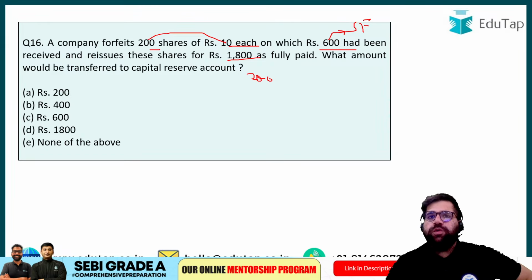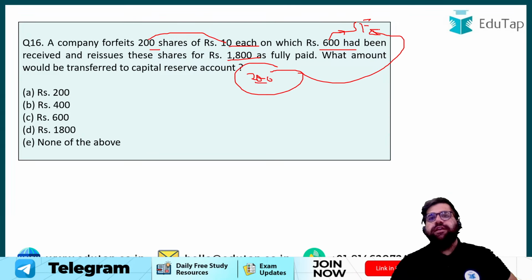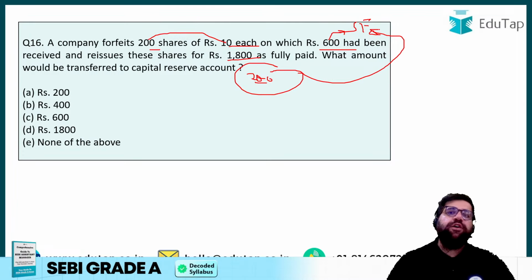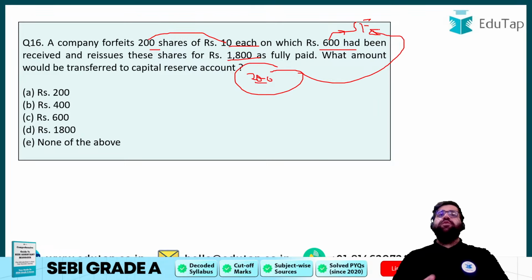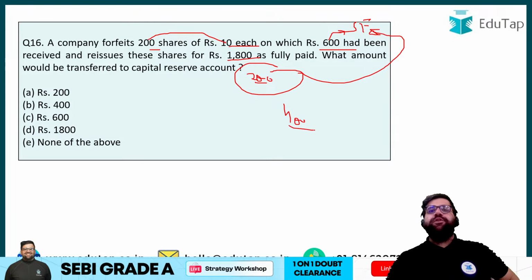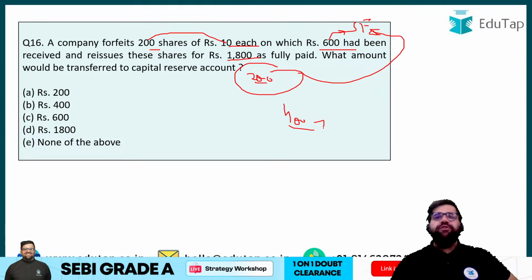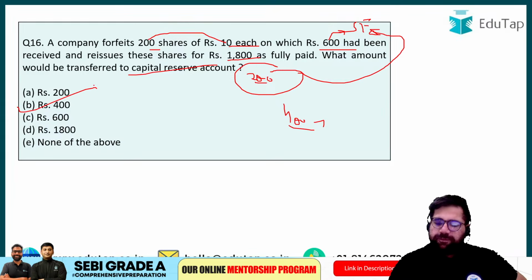So I'm charging this 200 as a discount. Now this discount will be charged to share forfeiture only. Please remember, as per the regulations, the total discount which you can give on the reissue cannot exceed the balance which is there in the share forfeiture. So in this case, the maximum discount which we can give is 600. But is the company giving 600? No, the company is just giving 200 as a discount. So my balance left is 400. This balance will be added to the capital reserve account because the unused balance of share forfeiture is transferred to capital reserve. So my answer will be option number B in this case.